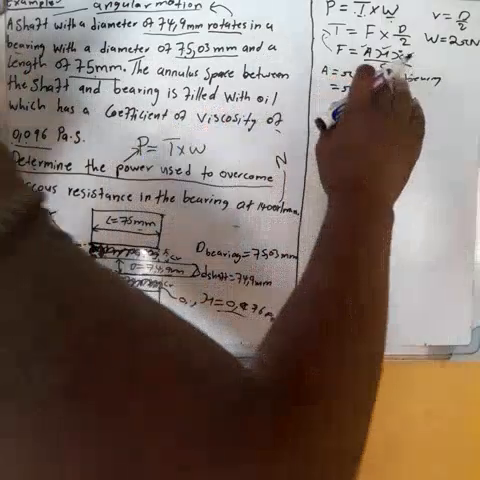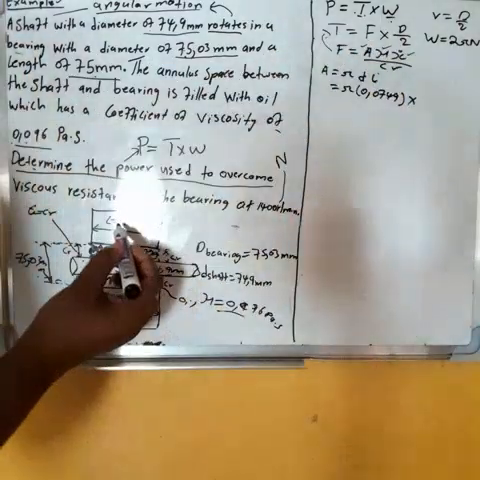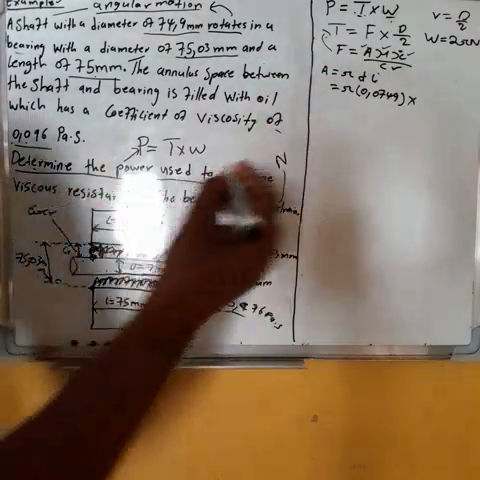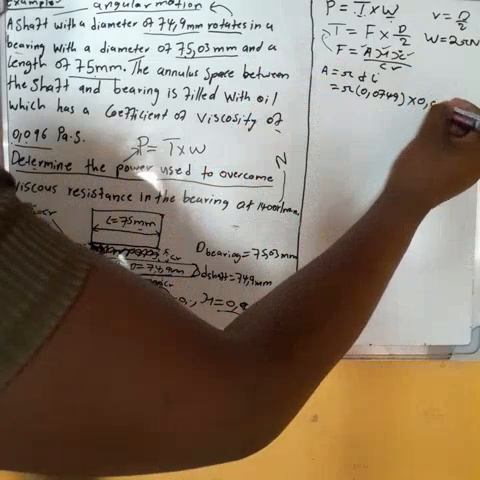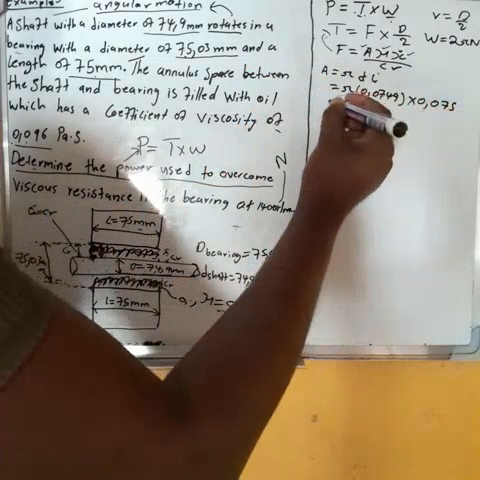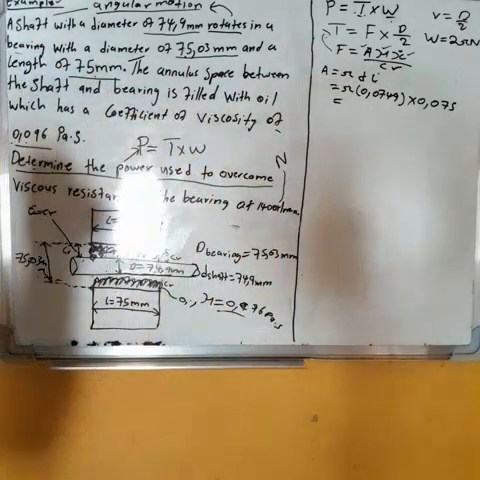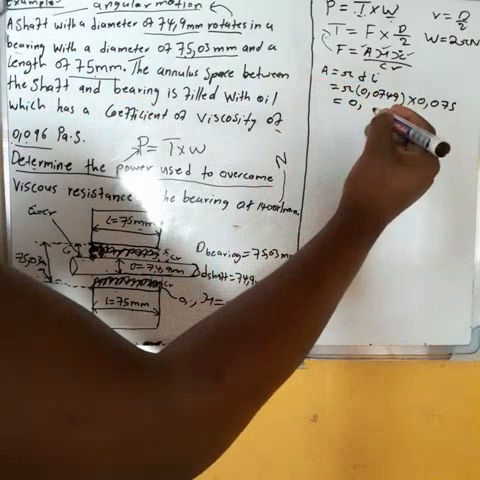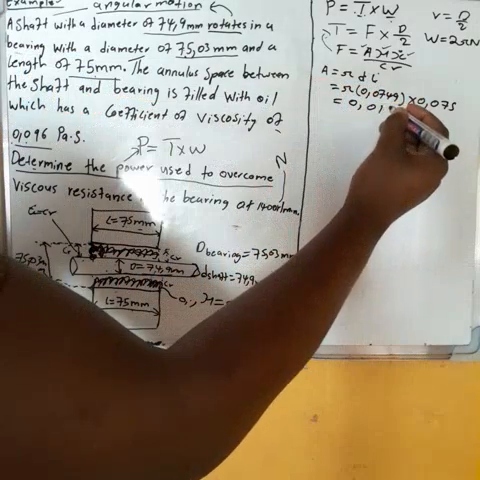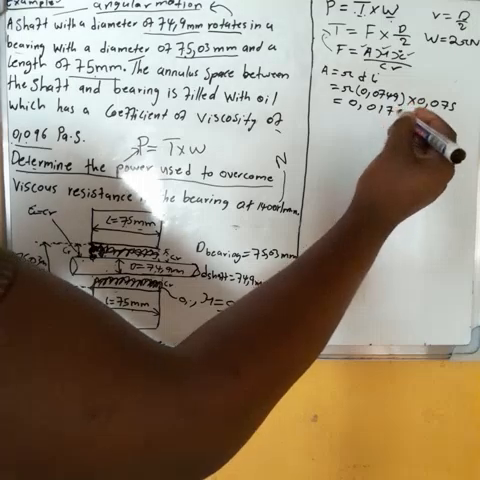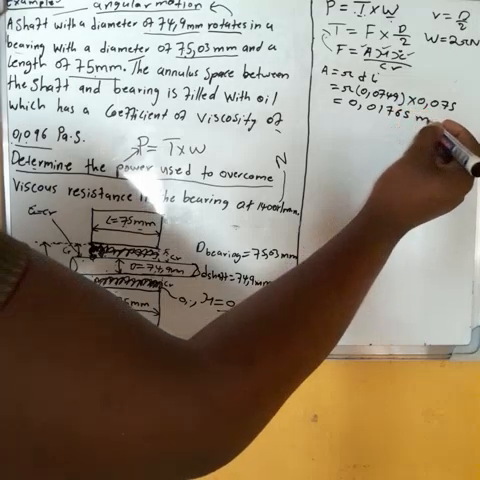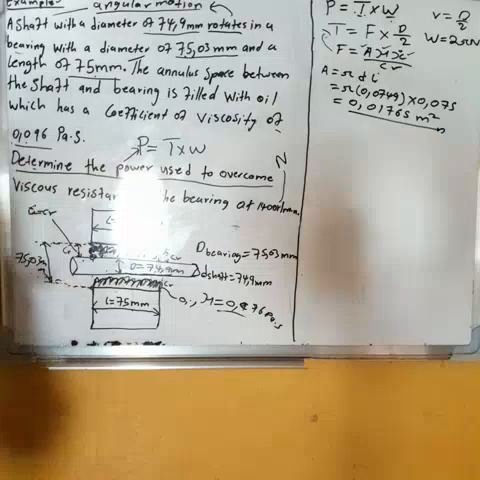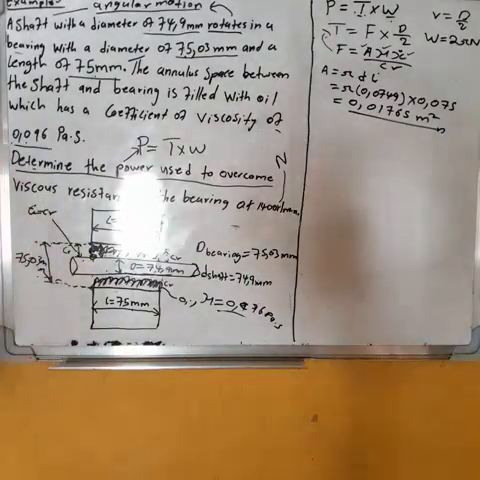You understand that? Fine. We have the length of the bearing, say 75 millimeters, divided by 1,000. When you divide by 1,000, you get 0.075. Then you multiply, and you're supposed to get that your area is 0.1765 meter squared. We have an area.